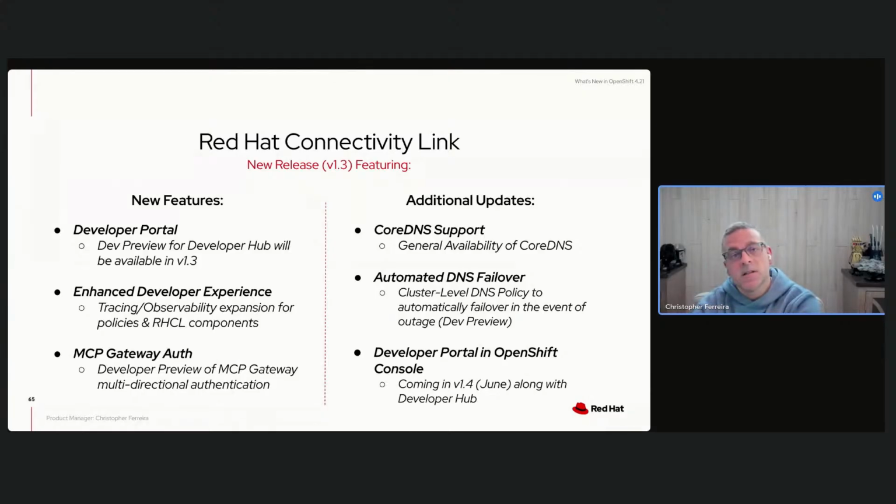Second of the highlighted features is the enhanced developer experience, where we are improving the trace logs, observability around policies, and RHCL components to improve quality, runtime, and behaviors of RHCL. We're also introducing the developer preview of MCP gateway functionality, solving a major issue around authentication within MCP communication paths. Also announcing the general availability of CoreDNS support within RHCL, and developer preview of automated DNS failover based on DNS policy. So please check out version 1.3 release of Red Hat Connectivity Link coming at the end of February. Now I'm going to hand it off to Marina and Operator Framework.